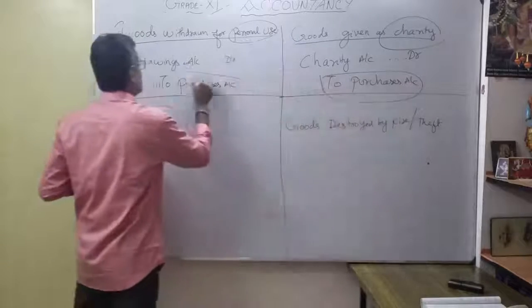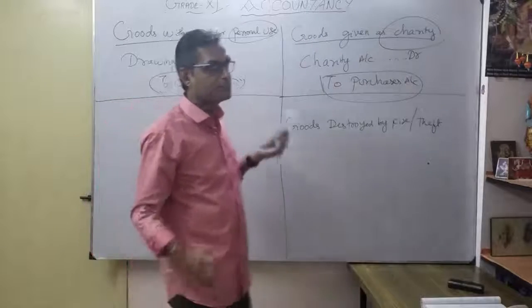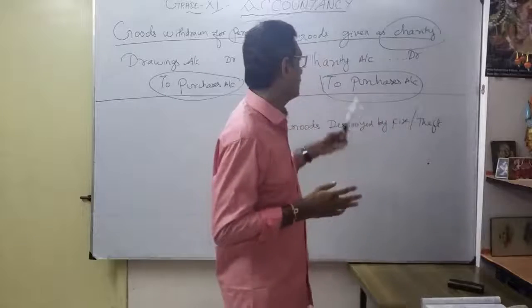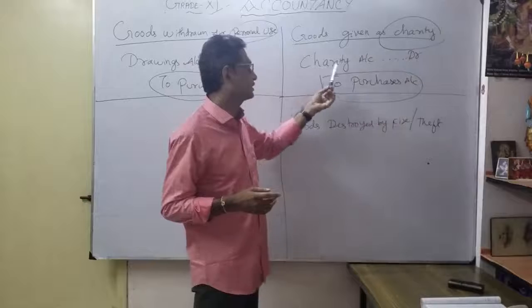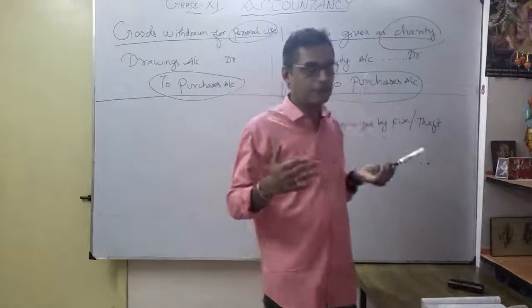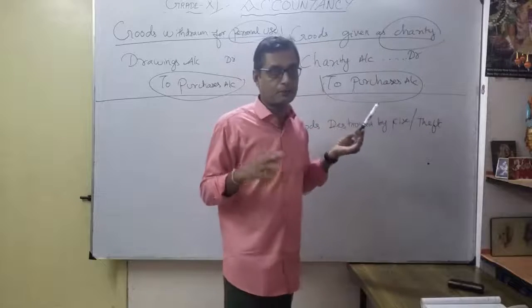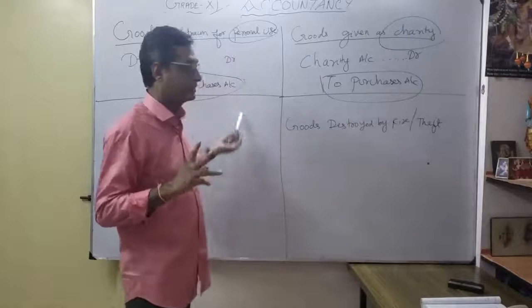Here also purchases are reducing, otherwise you can't show the correct financial statement. So goods given as charity, you debit the charity account to purchases account. Our purchase value should be reduced, so that's why you credit purchases. When you prepare the ledger account, you will understand. That is the second situation related to purchases.